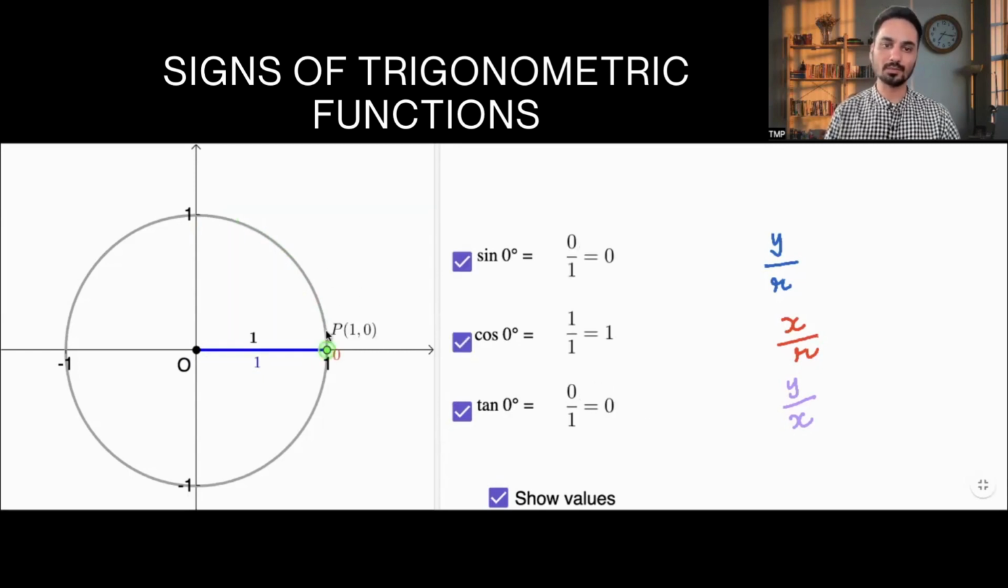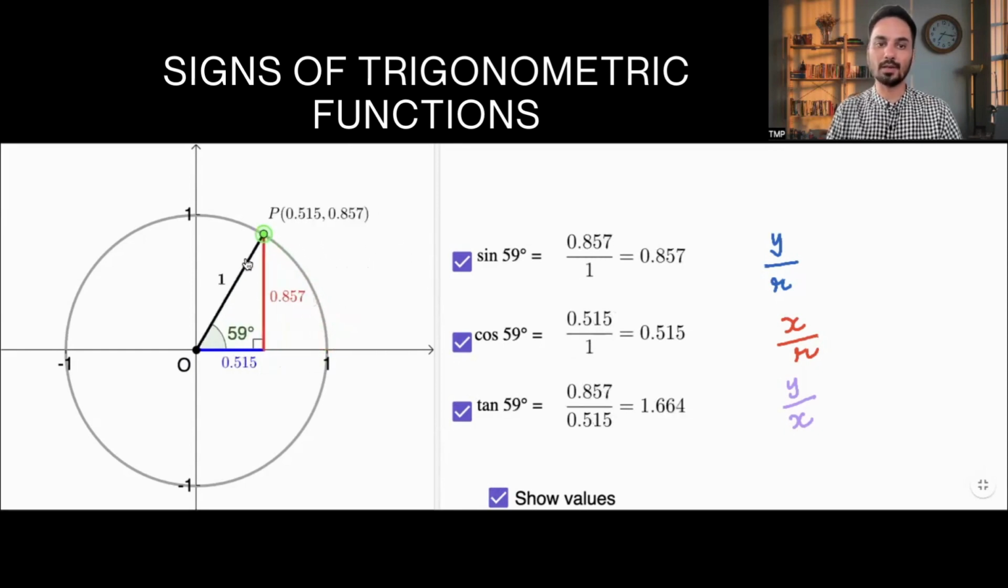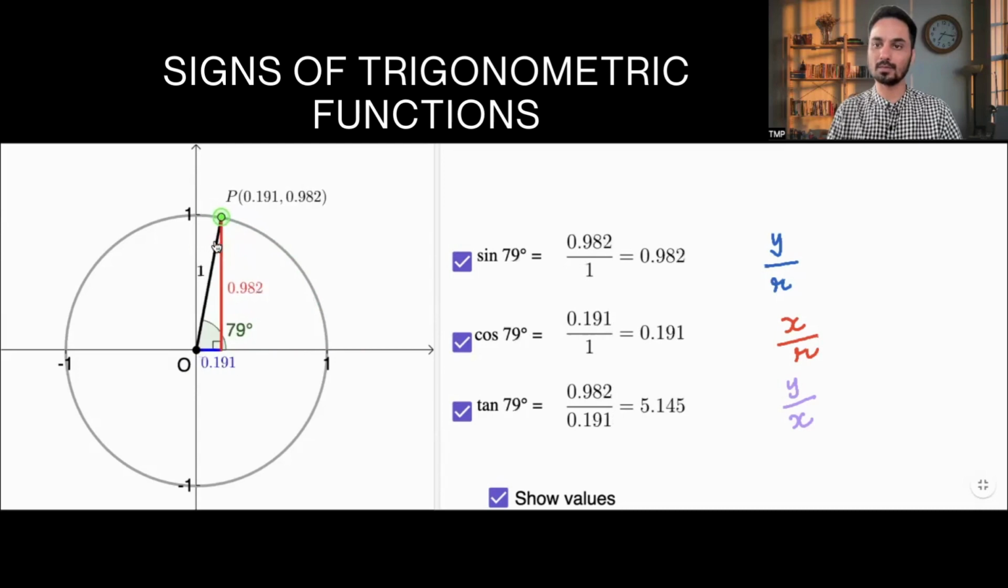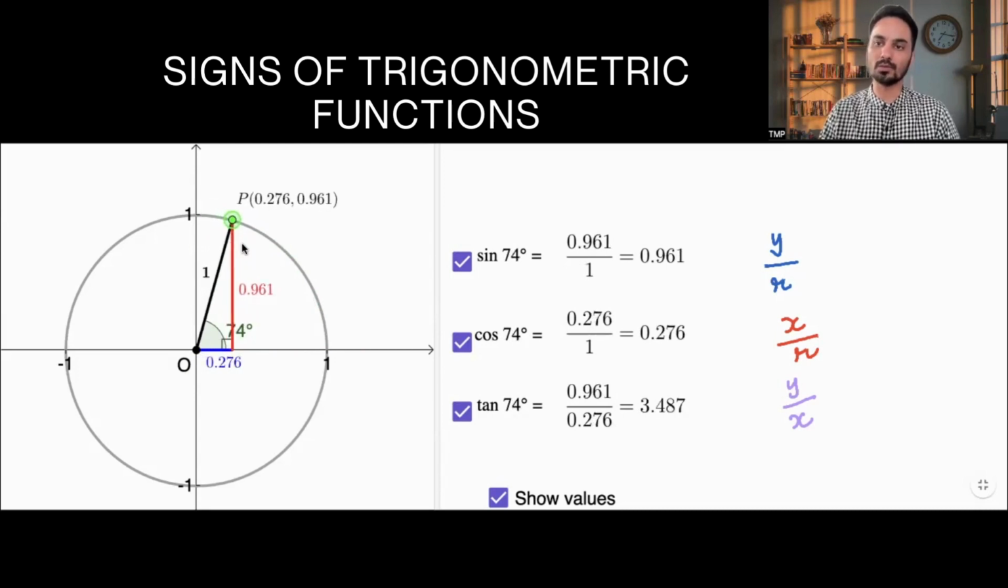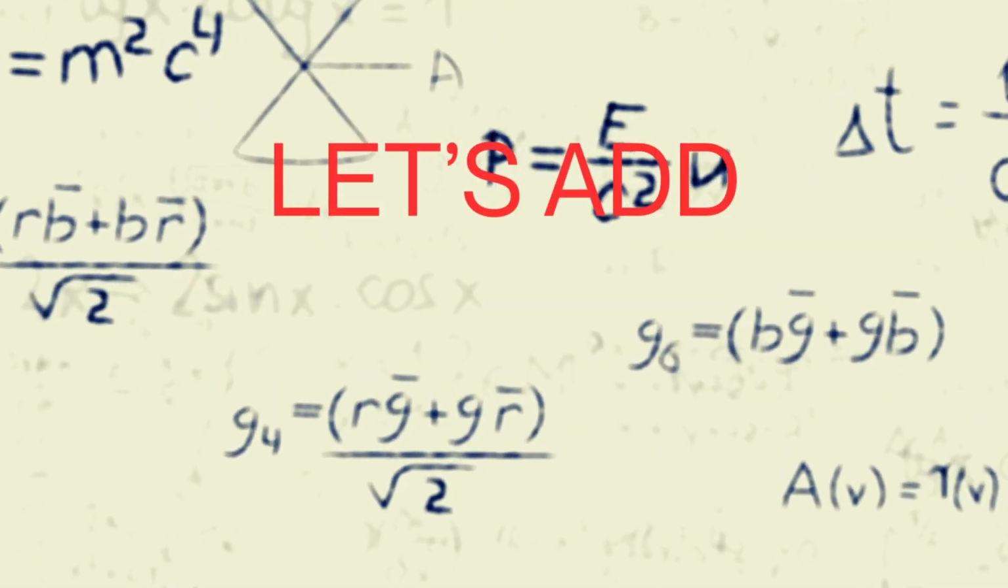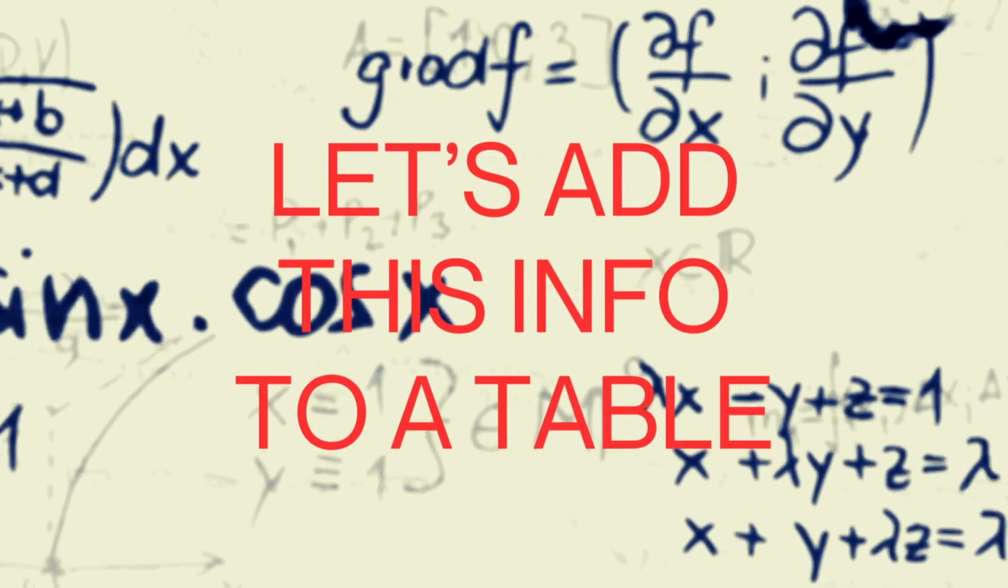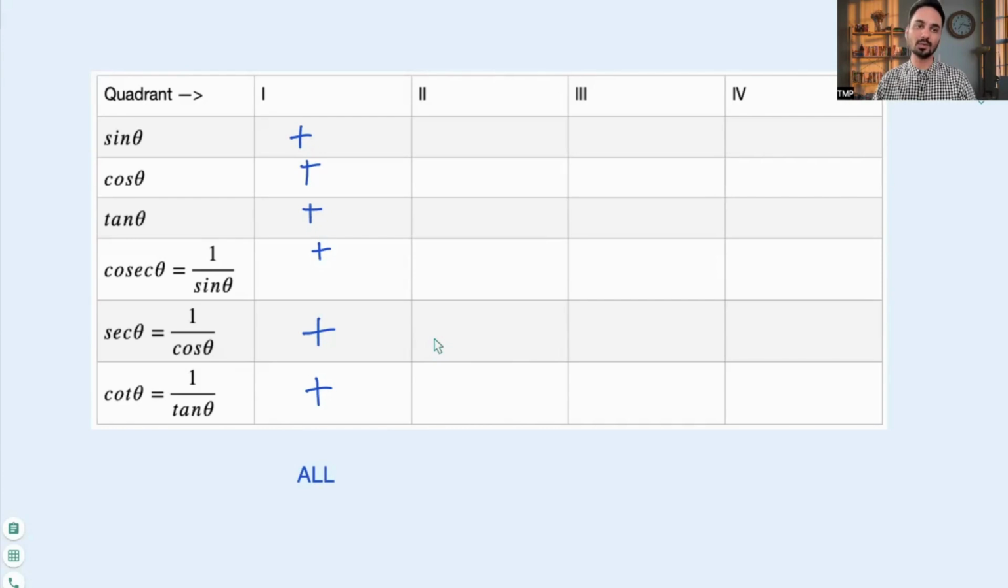So let's recap. In the first quadrant, we have sine, cos, and tan, all of them positive. And that means their reciprocals will also be positive. The reciprocal of sine, which is cosec, will be positive. The reciprocal of cos, which is sec, will be positive. And the reciprocal of tan, which is cot, will also be positive. So far, we have found that in the first quadrant, sine theta, cos theta, tan theta, and their reciprocals are all positive. Now let's explore the second quadrant.